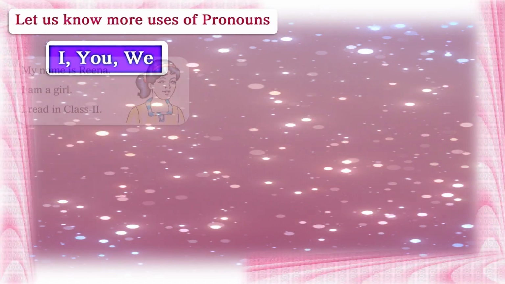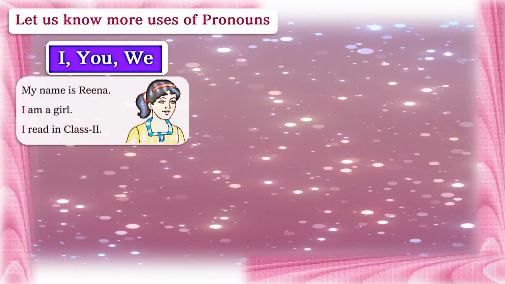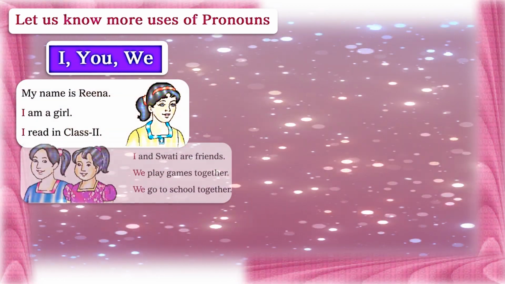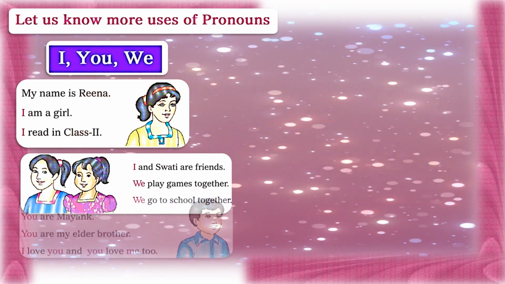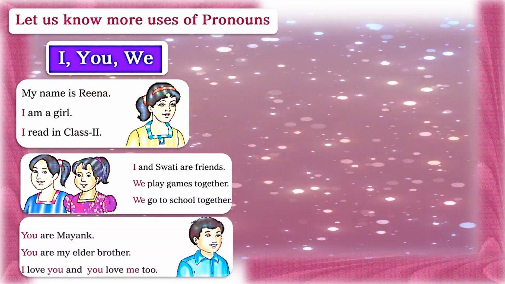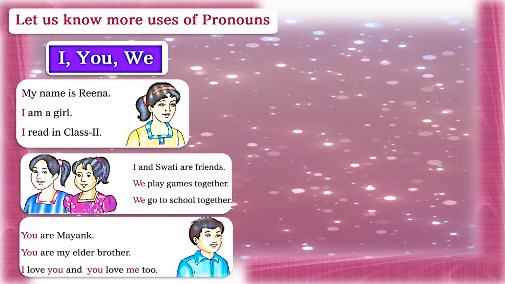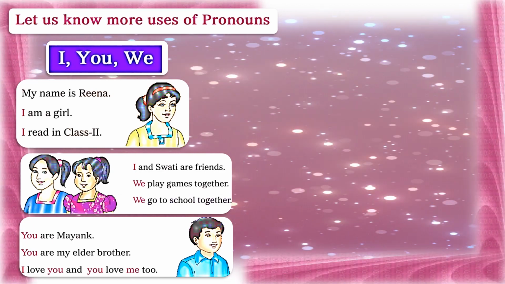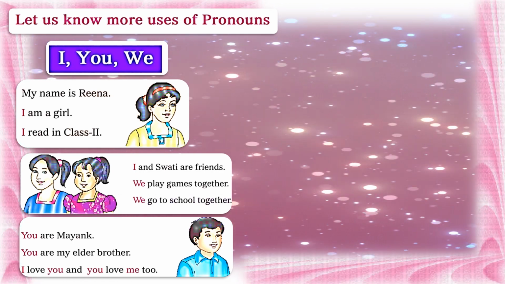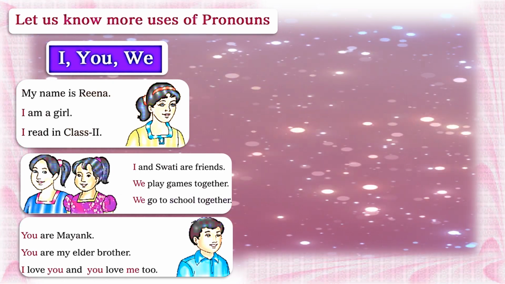Now, let us know more uses of pronouns. I, you, we. Where are they used? My name is Reena. I am a girl. I read in grade 2. I am a friend of Swati. I and Swati are friends. We play games together. We go to school together. You are Mayank. You are my elder brother. I love you and you love me too. So this is I, you, and we.